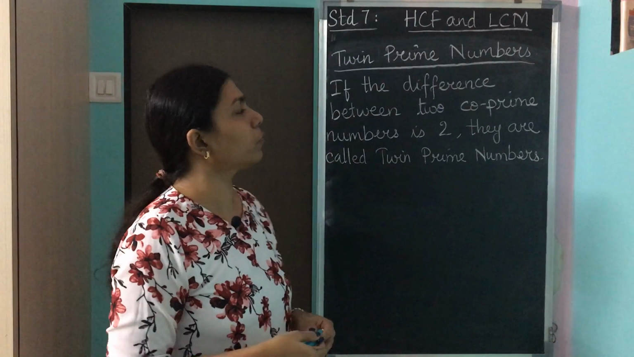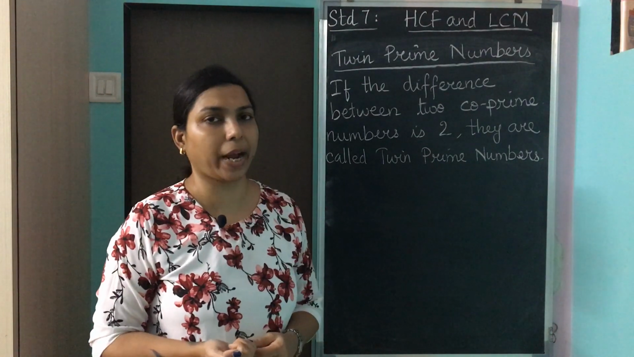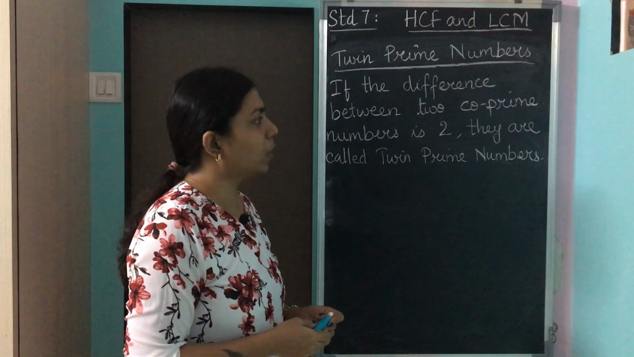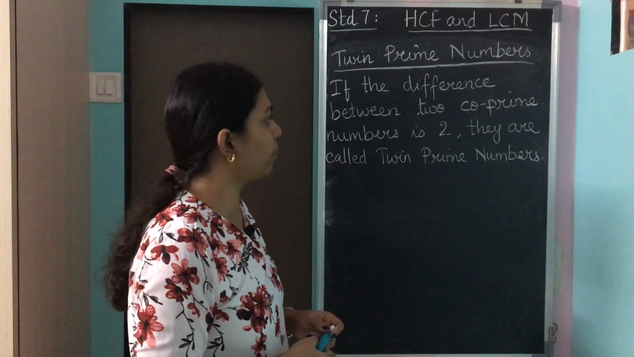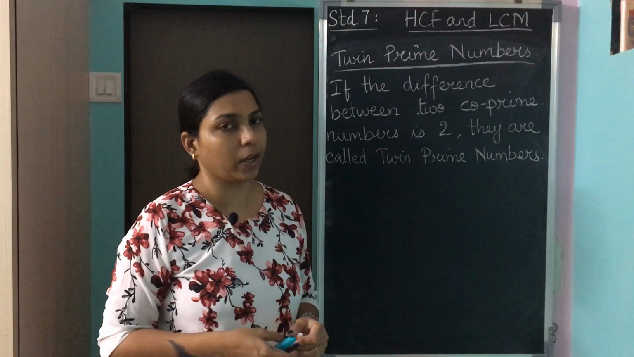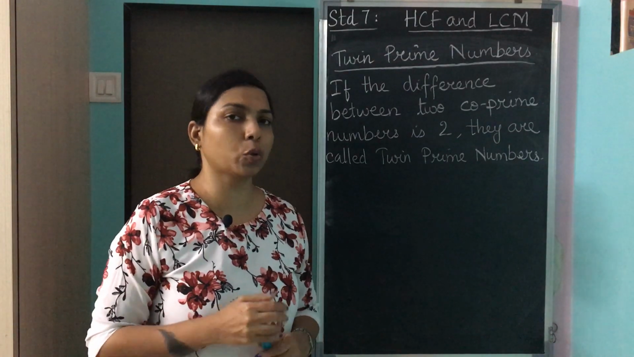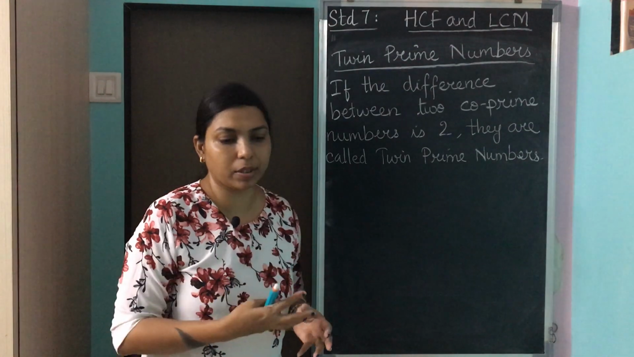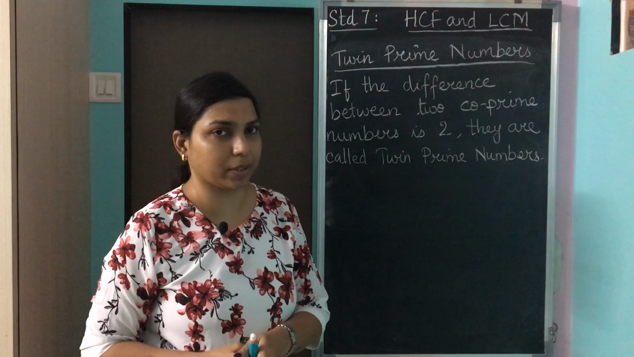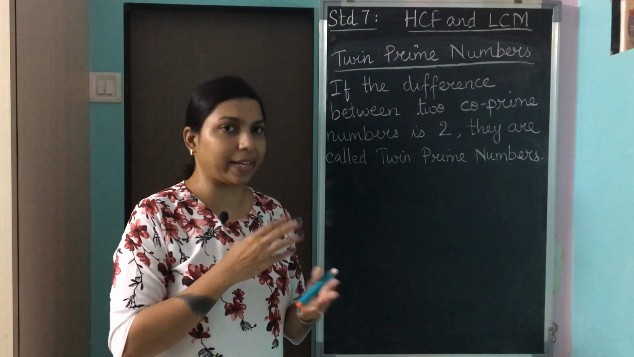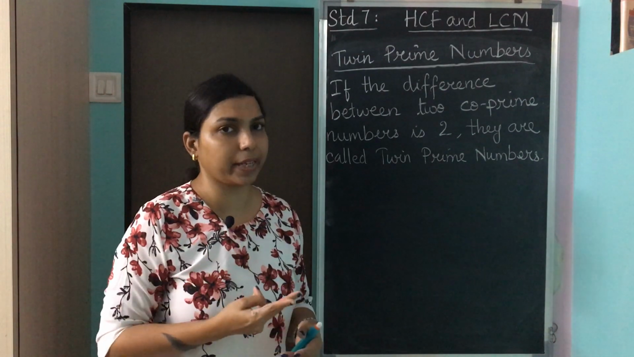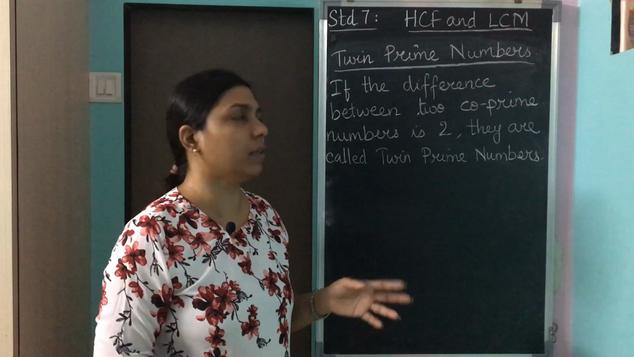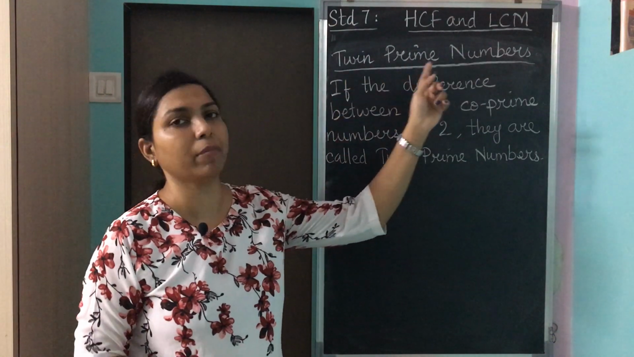Now the next we come to is twin prime numbers. What I mentioned over here: if the difference between two co-prime numbers is 2, then they are called twin prime numbers. Now what is the meaning of this? The given numbers are co-prime numbers, but when we subtract those two numbers, we get the answer 2. So in that case, those co-prime numbers are called twin prime numbers.